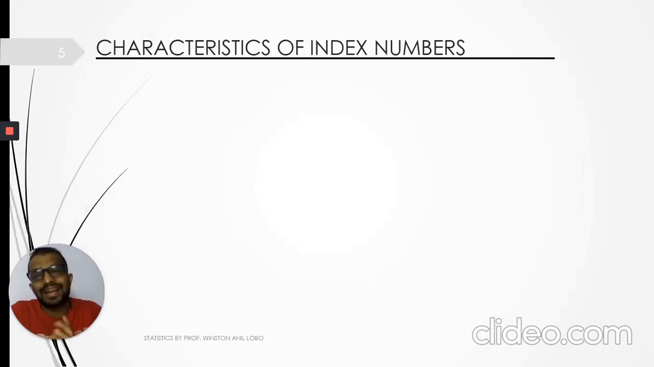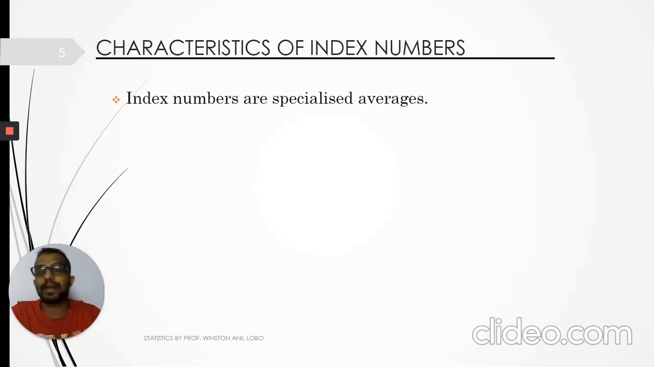Now, what are the characteristics of index numbers? Students, index numbers have a lot of characteristics. The first of them is that index numbers are specialized averages. These are special formulas, because in index numbers there is not just one formula. A lot of formulas are designed here.